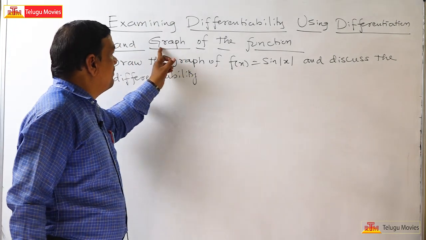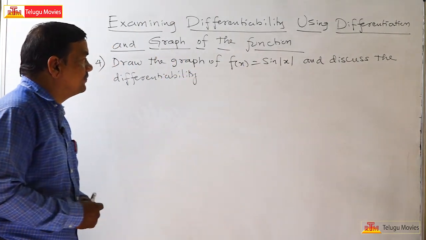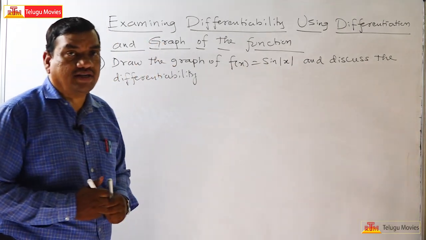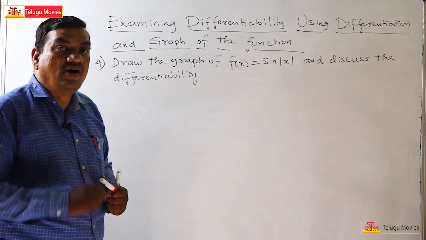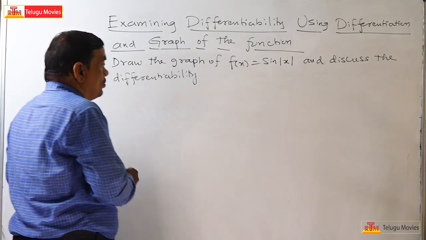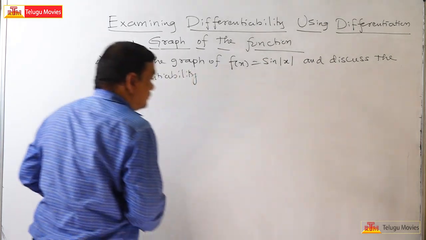Okay, using graphs, our title is also graph of the function. So how to draw the graph of f of x is equal to sine of mod x? First to draw the graph of sine x. Now I will show you. So how to draw the graph of sine x?